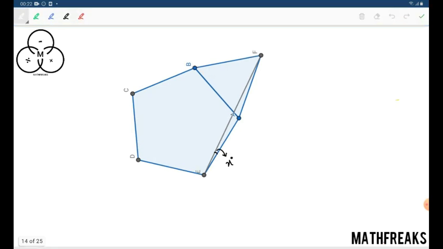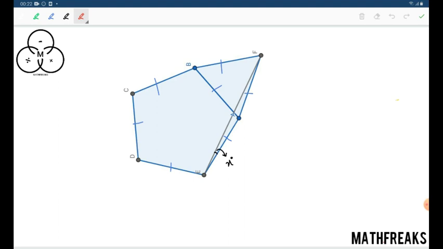What is given in this question? That this is a regular pentagon and this is an equilateral triangle. That means this side, this side, this side, this side, this side, this side and this side are equal in length. We need to find out the value of x. Very easy going question. Only thing is, 1, 2, 3, 4, 5.